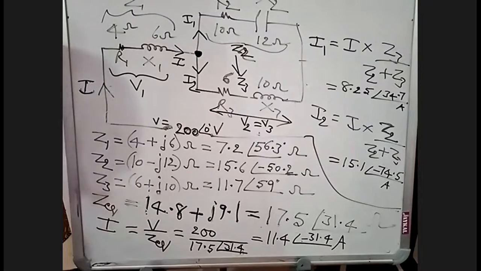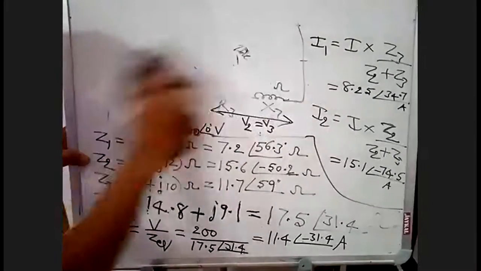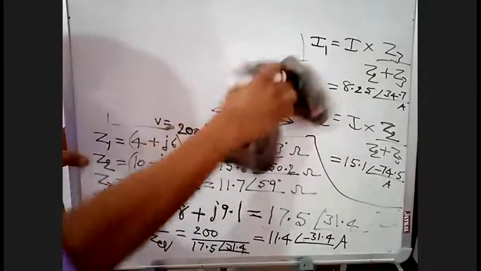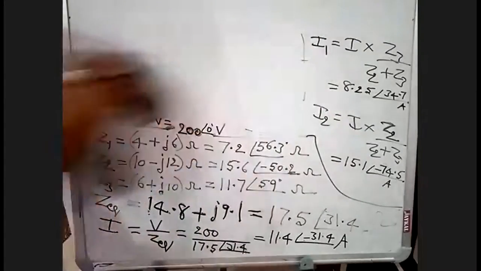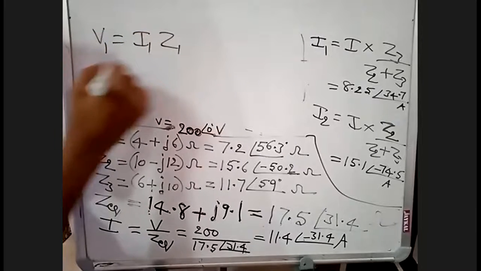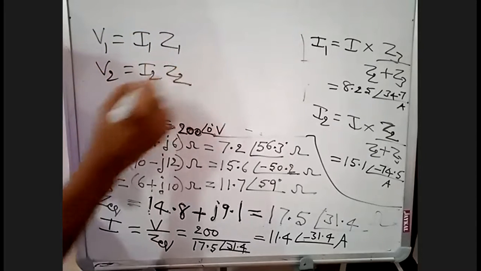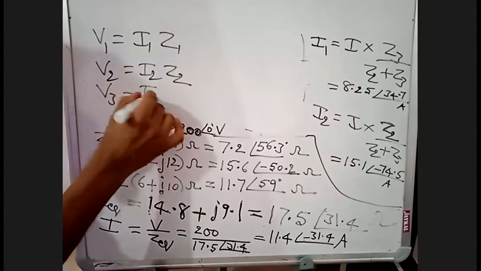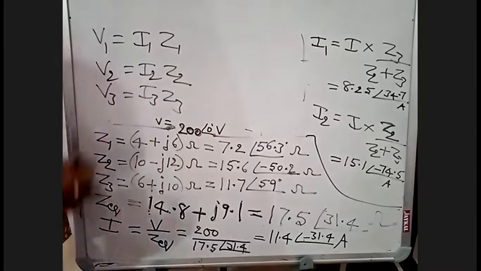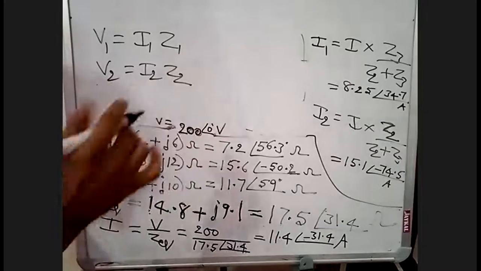Now I will calculate V1 and V2. V1 is equal to I1 into Z1. V2 is equal to I2 into Z2. V3 is equal to I3 into Z3. But I don't want V3 because V2 is equal to V3.